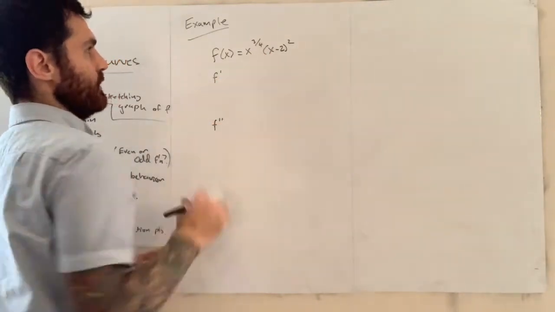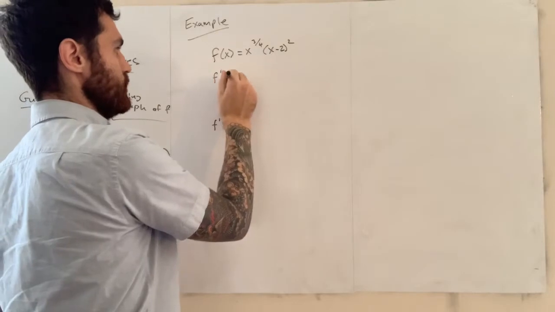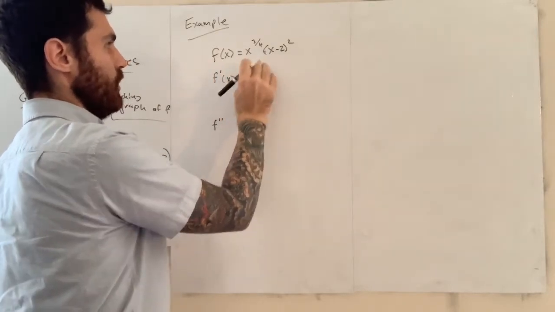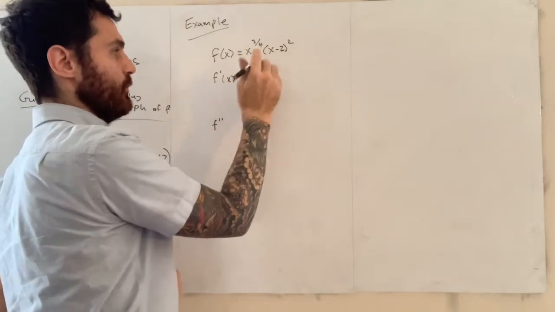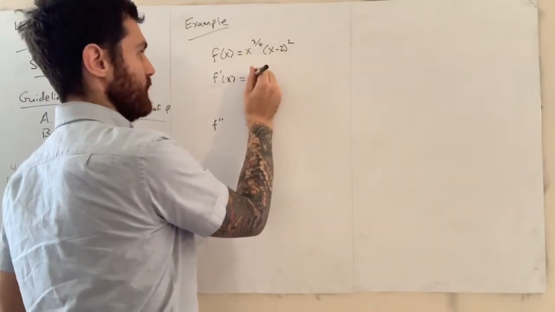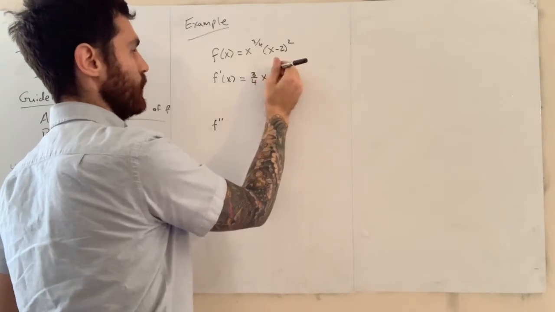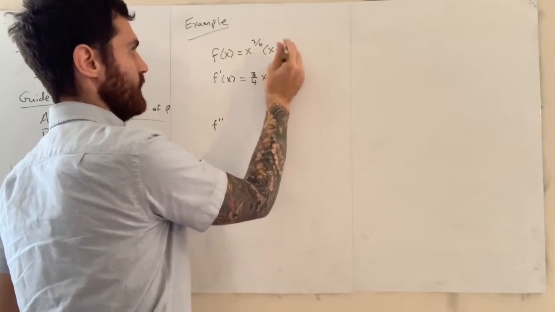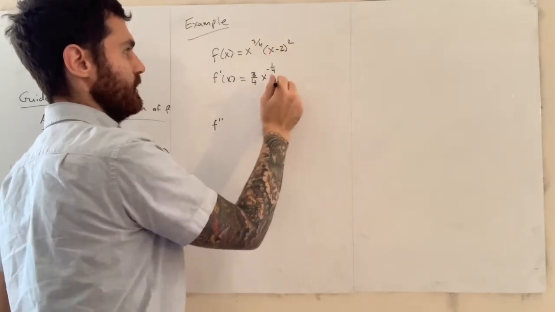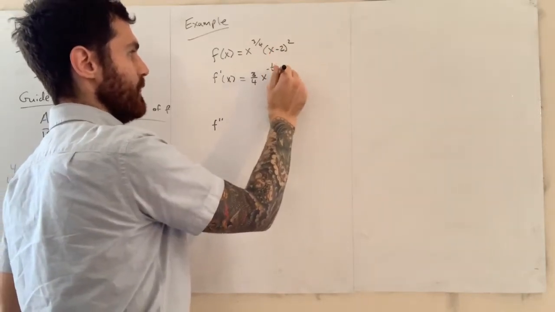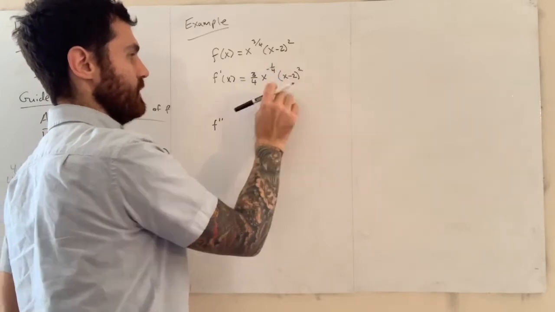So first derivative, pretty simple. We have a product of two functions, so let's use the product rule. Okay, so I have to take the derivative of x to the 3/4, that's going to be 3/4 x raised to the negative 1/4, and then it's going to be times (x minus 2) squared.